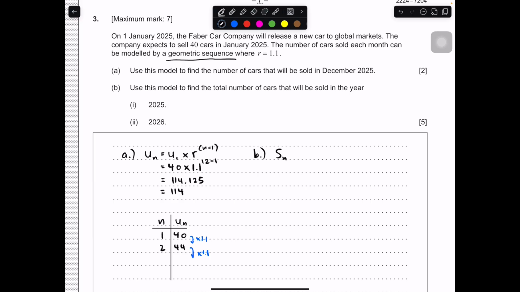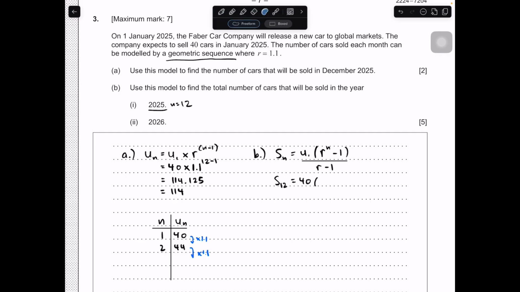Alright, so let's go ahead and write that out, and then we'll find those values. The sum of n terms is equal to the value of the first term multiplied by r to the n minus 1, over r minus 1. Okay, and let's find the values that we need. If we want to find the sum of the cars that were sold in 2025, we want the sum of the first 12 terms. So in this case, n is equal to 12. Over here we see an n, let's substitute 12. U1, we know what that is. That's 40 cars sold.